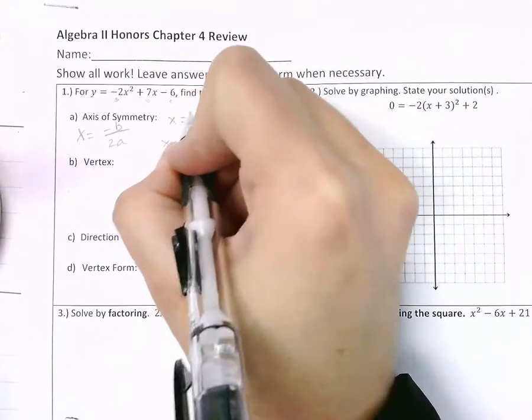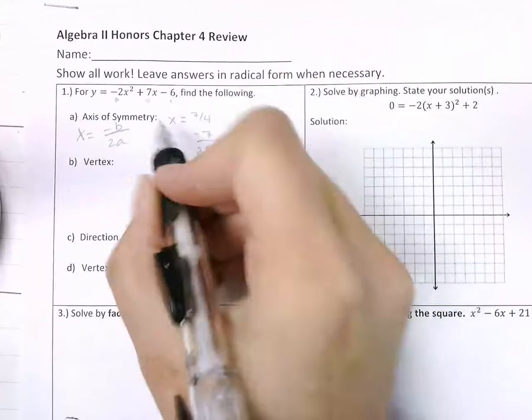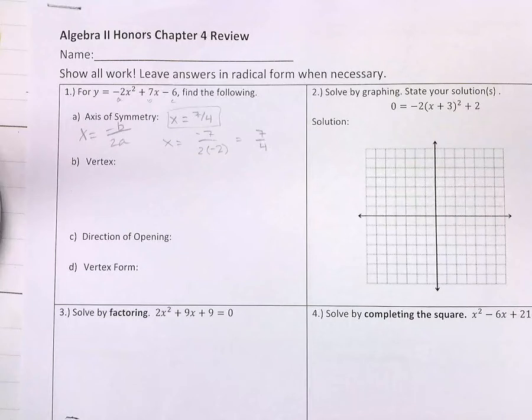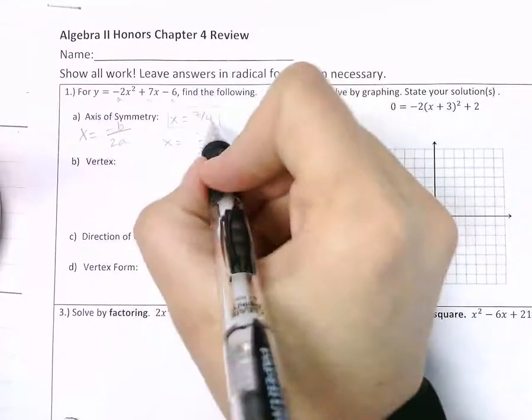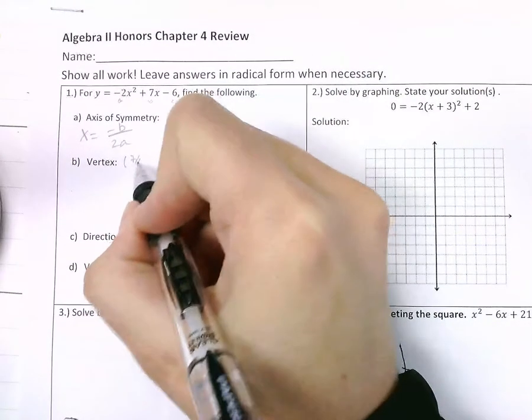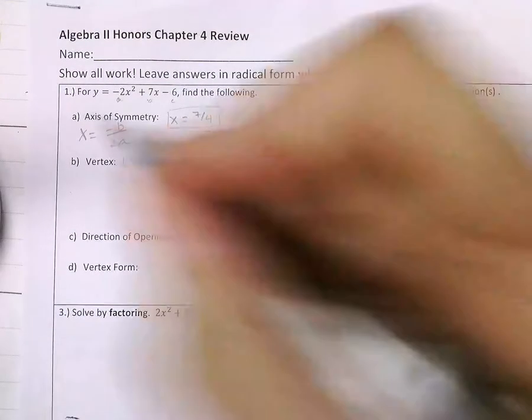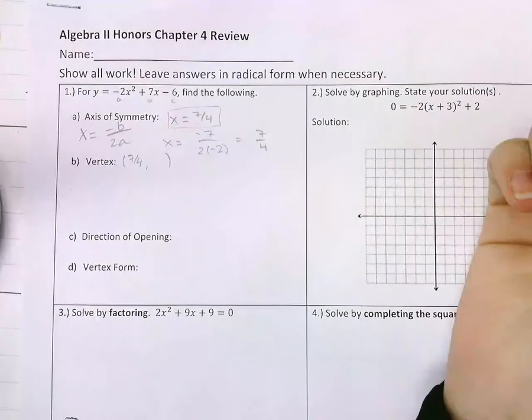You're going to write x equals 7/4 for axis of symmetry next to where it says axis of symmetry. If there's no x there, it's wrong. Okay, it's because it's an equation of an axis of symmetry, so it has to look like the equation of a line. After you find the axis of symmetry, you know the first part of your vertex is that. So the x-coordinate of your vertex is the axis of symmetry.